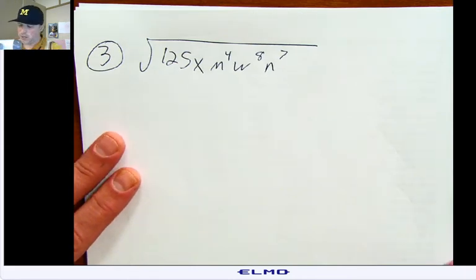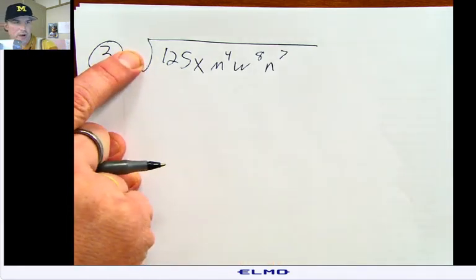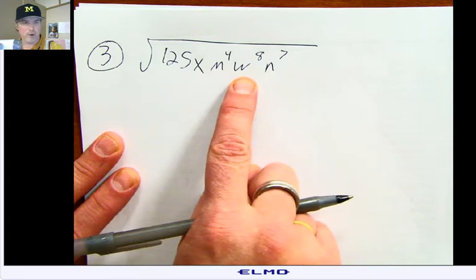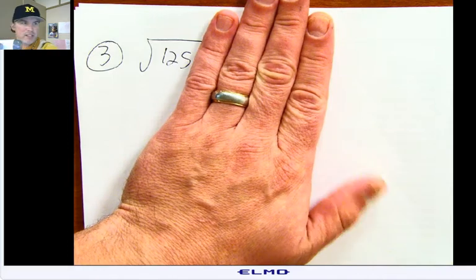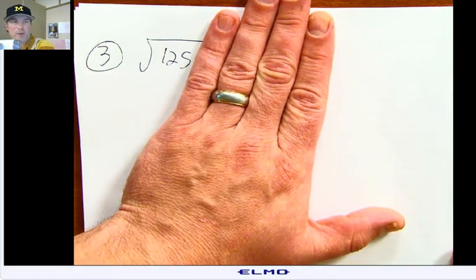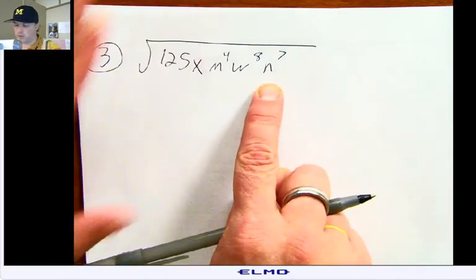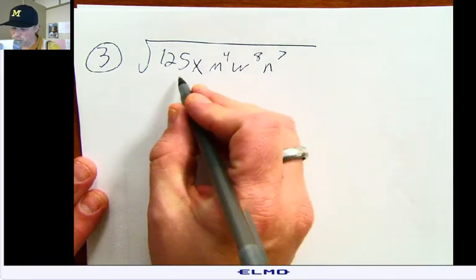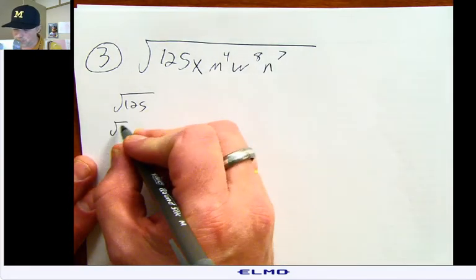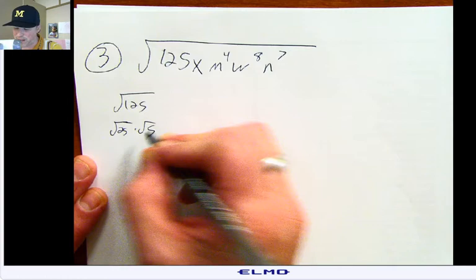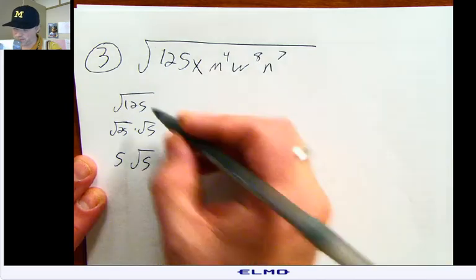Okay, so we're doing the square root, there's like a little imaginary 2 there, of 125x, m to the 4, w to the 8, and n to the 7. Now, I recommend treating this like 2 separate problems. Simplify your square root of 125 how you normally would, whatever your favorite way to simplify these is. Simplify the variables differently. So the square root of 125, I can divide a 25 out of 125, so this becomes square root of 25 times square root of 5. Square root of 25 is 5, so the number portion becomes a 5 root 5.